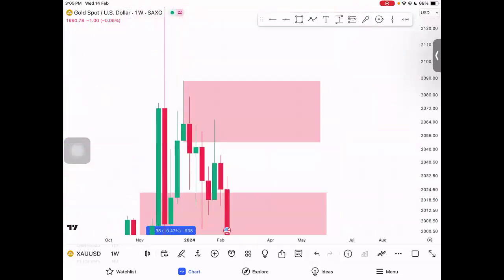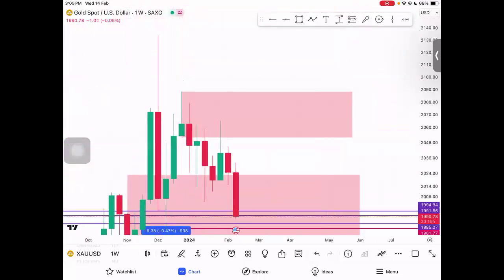Okay, and you're saying this is a good protocol for low risk, right? Yeah, this is what I trade. This is what you trade? Okay.